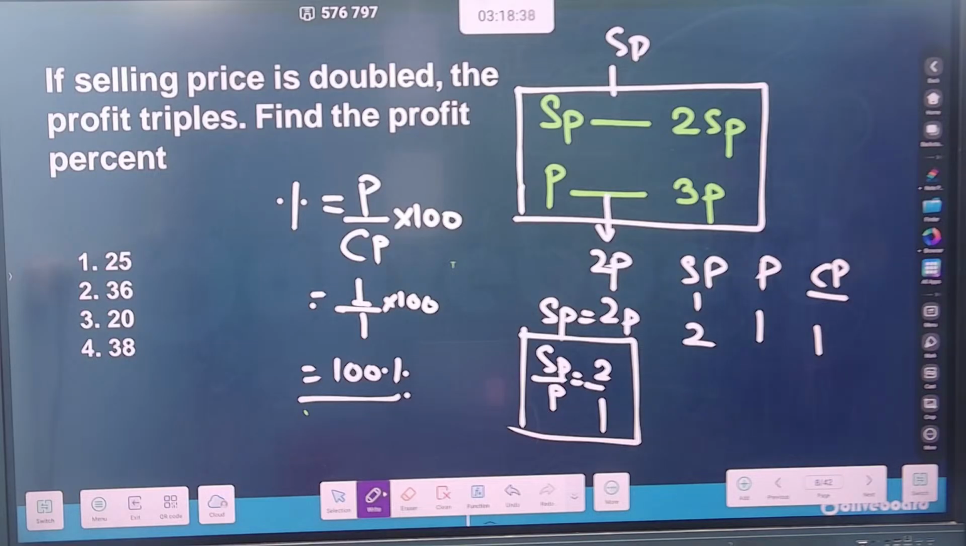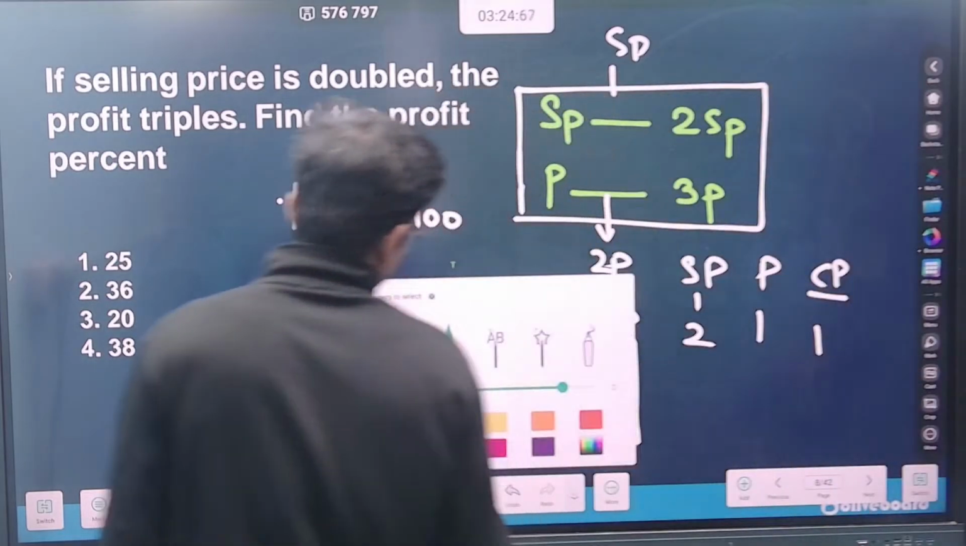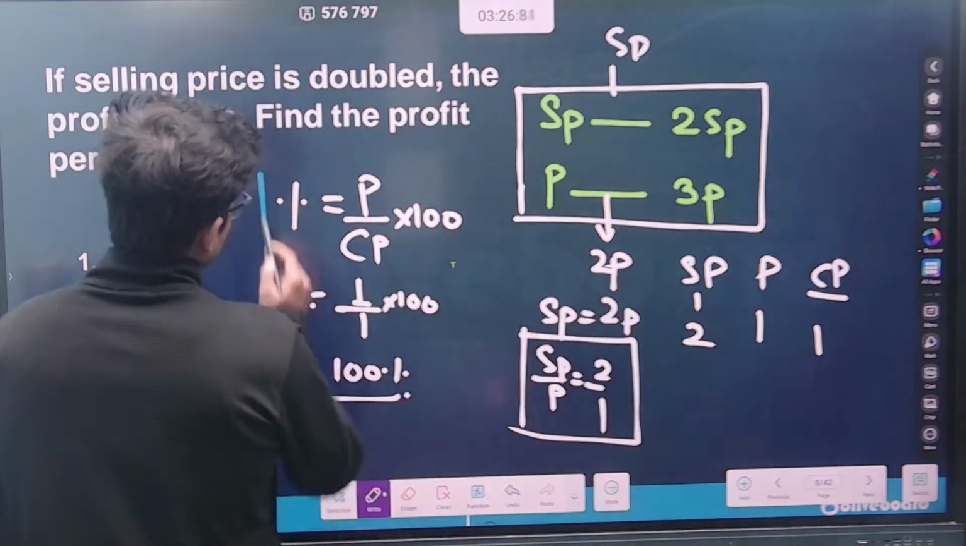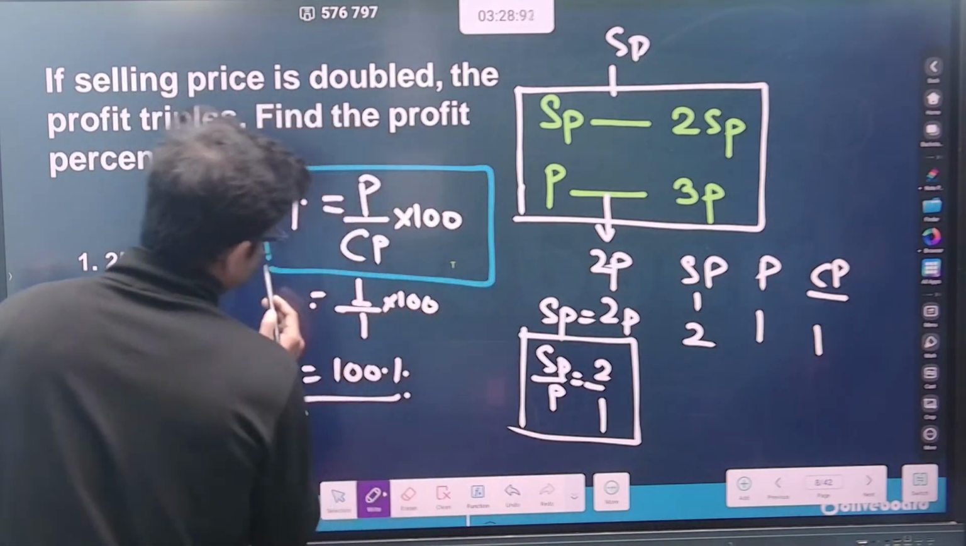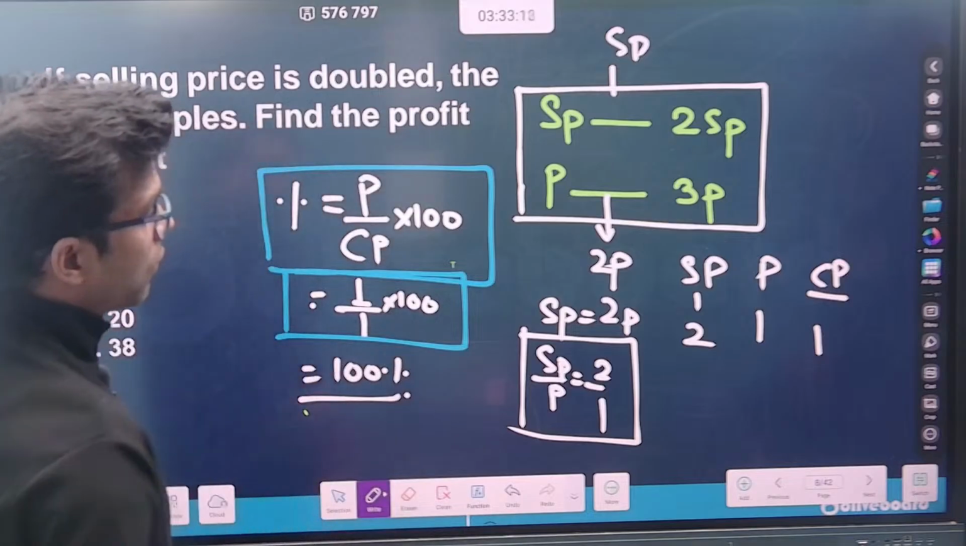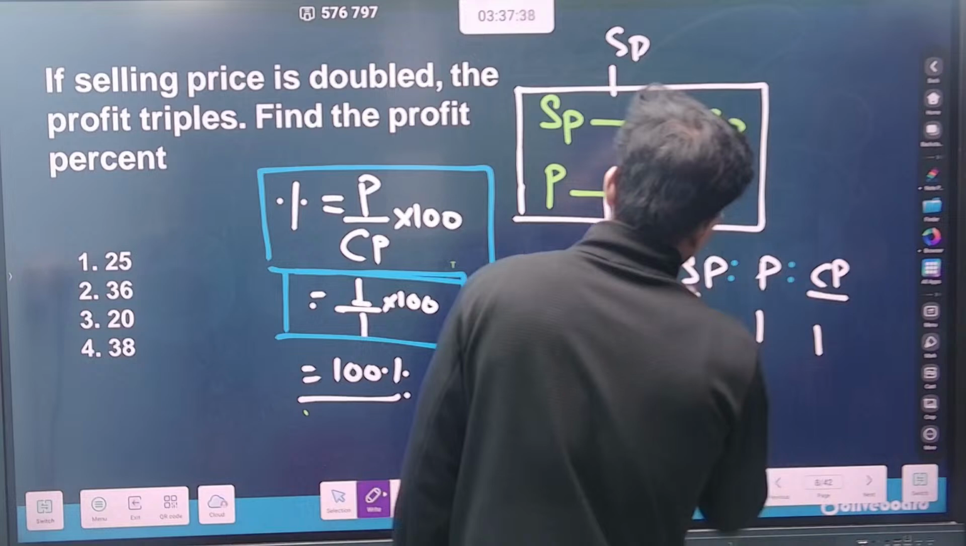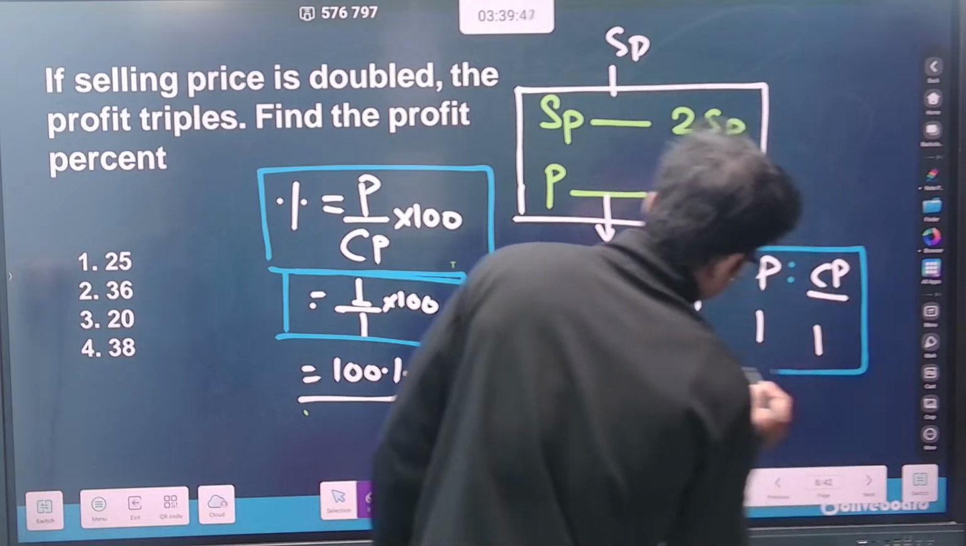If anybody has a doubt, you can ask me, guys, because these are very important concepts which will be used in problem solving skills. Very important. Always remember.